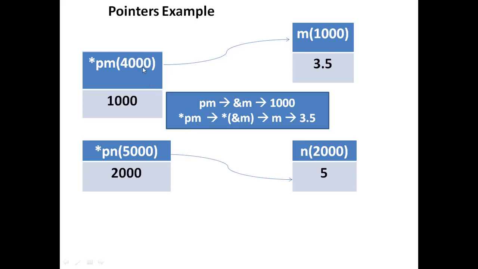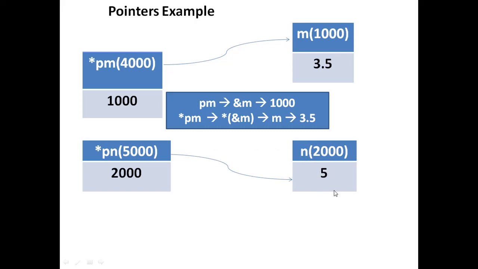That means if you want to access the value of m, you can either write the expression m or you can write the expression star pm, as pm is a pointer which is pointing to m. The same logic goes for the variable n. So if you write star pn, you will get the value which is stored at location n, that is 5.